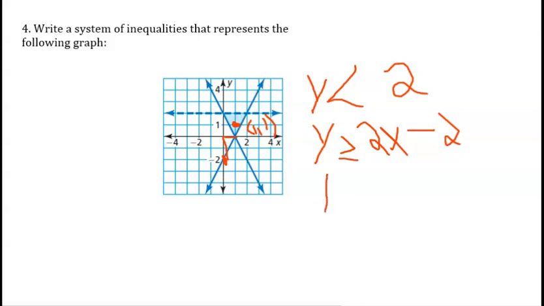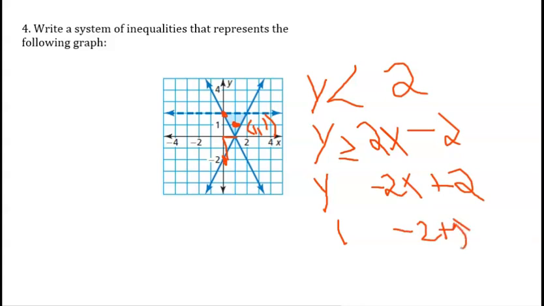And then for the last one, it looks like the same slope, except it's the other way. So this would be negative 2x. And your y-intercept now is a positive 2. We'll plug in the point 1, 1 to make a true statement.